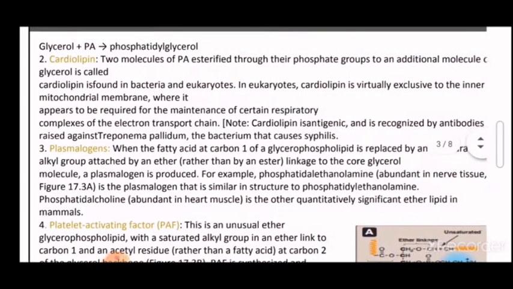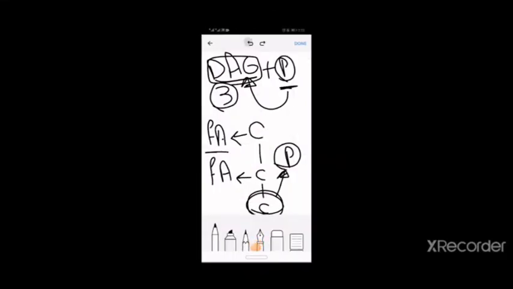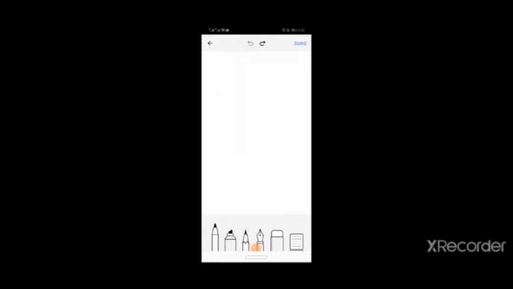Cardiolipin is formed of two molecules of phosphatidic acid that are esterified through their phosphate groups to an additional glycerol. So cardiolipin is formed of three glycerols, two phosphate groups, and four fatty acids.